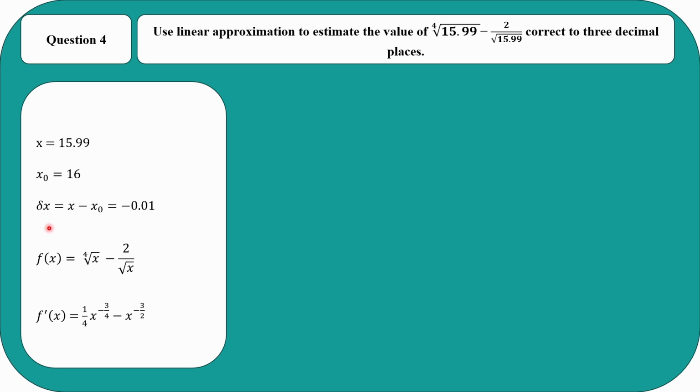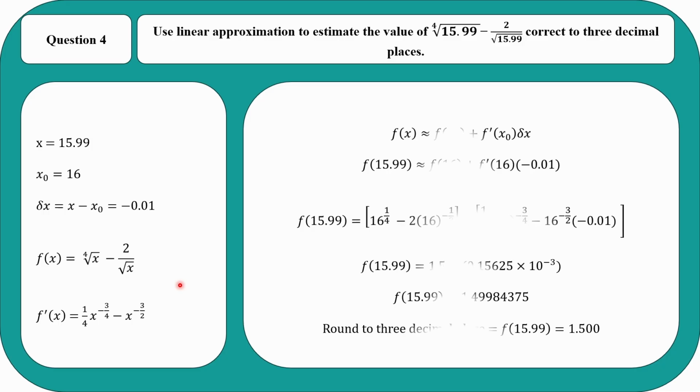And for delta x, how do we get delta x? We take x minus x naught, which is negative 0.01. And we have to turn this into a function, which is 4 root x minus 2 over square root x. And for f prime, we have to differentiate the function, which is 1 over 4 x power negative 3 over 4 minus x power negative 3 over 2. After that, we have to use the linear approximation equation, which is this one.